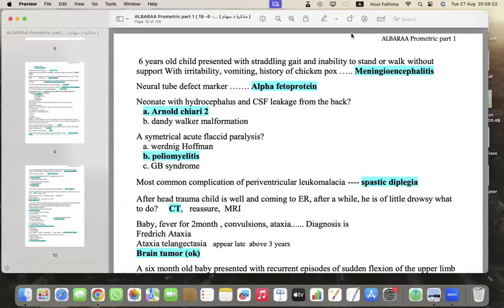The marker of the neural tube defect is alpha fetoprotein. Neonate with hydrocephalus and CSF leakage from the back is Arnold Chiari 2.